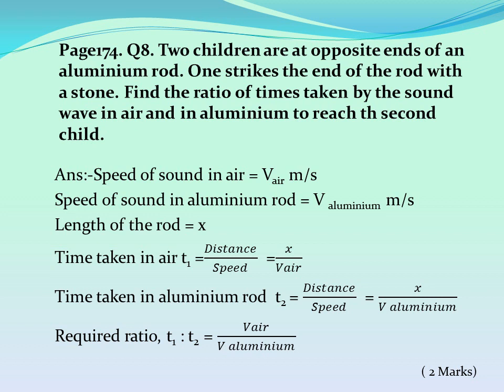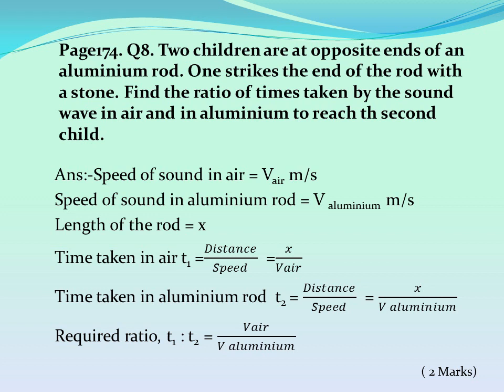Page number 174, question number 8. Two children are at opposite ends of an aluminium rod. One strikes the end of the rod with a stone. Find the ratio of time taken by the sound wave in air and in aluminium to reach the second child.